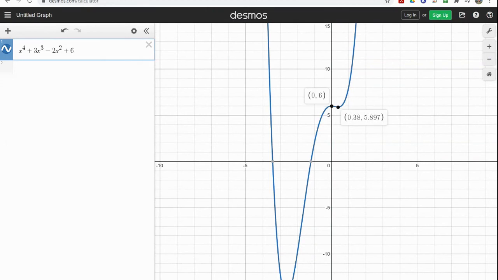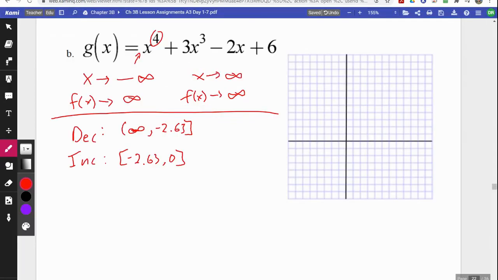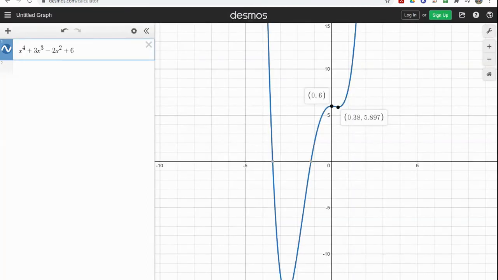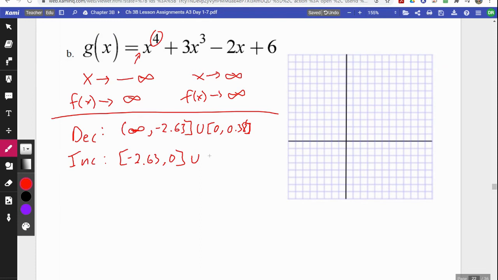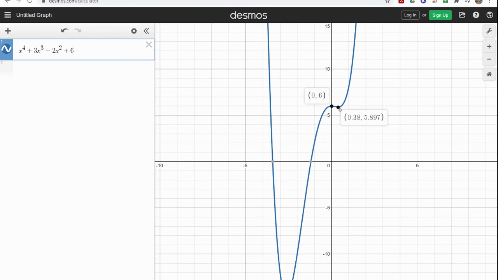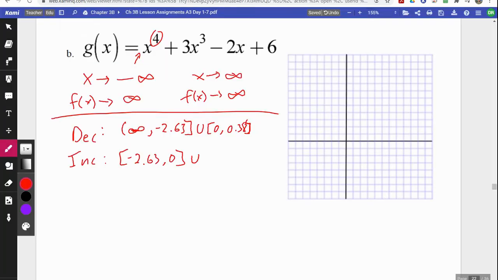It starts dipping down again. It starts decreasing again from 0 to 0.38. So decreasing also 0 to 0.38. And then we start increasing again from there on out. This would go from where we stopped off, which was at 0.38, and then we start increasing forever. So definite point 0.38, comma, goes up to infinity, parenthesis.